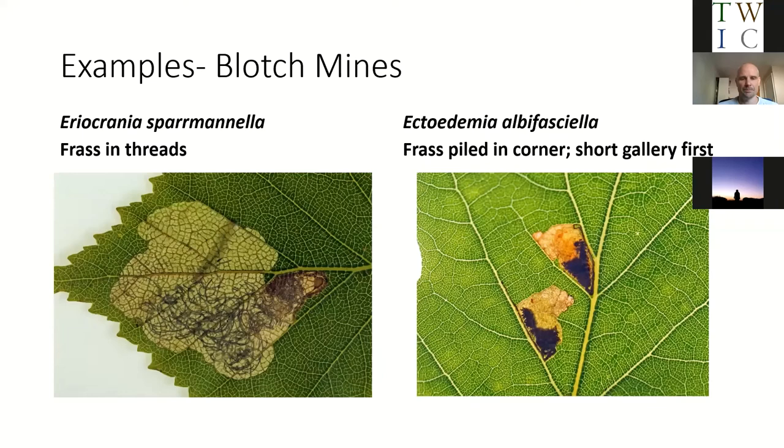On the right, we have Ectodemia alba fasciella, which feeds on deciduous oaks. And in this case, the frass is neatly piled up in one corner of the mine.